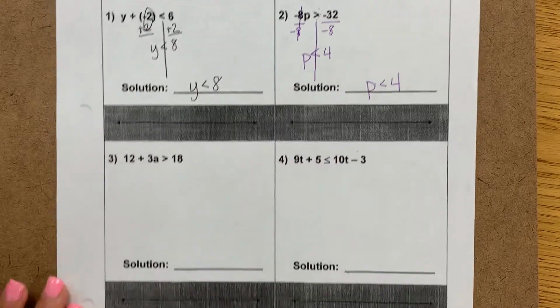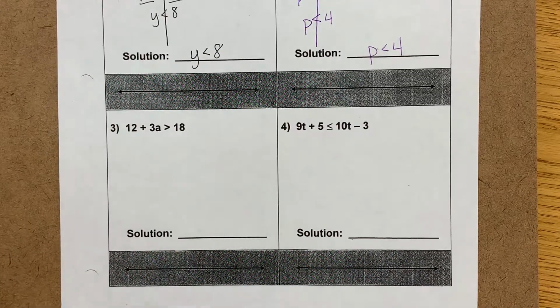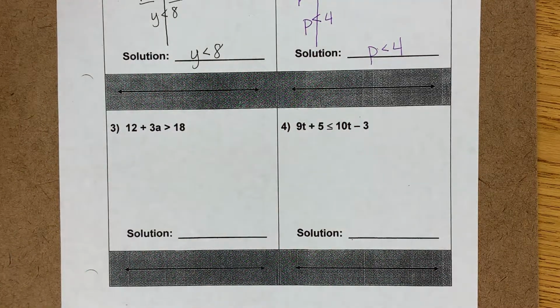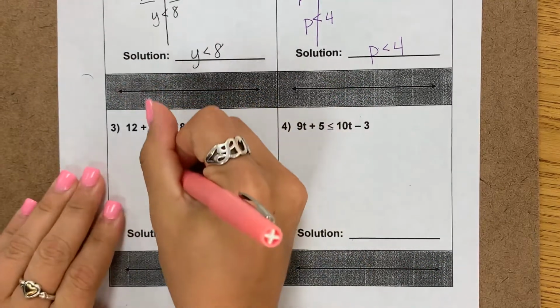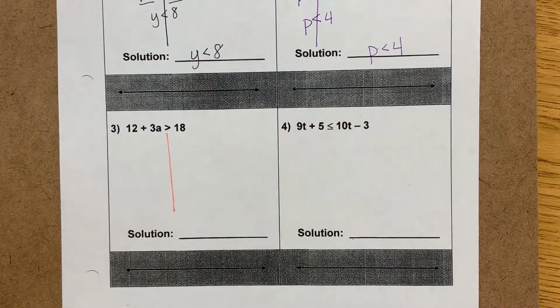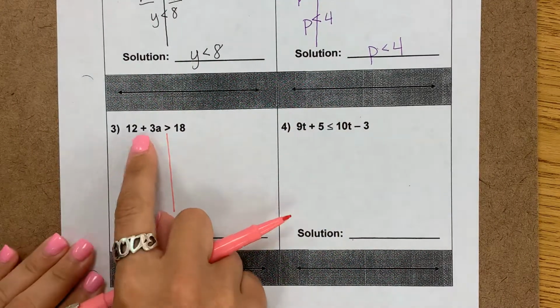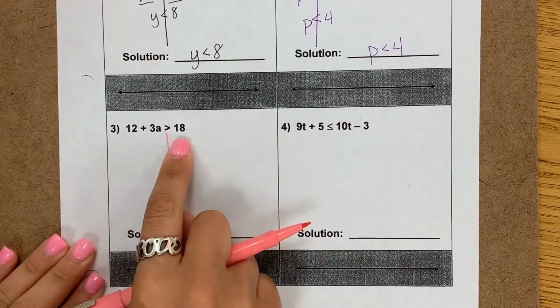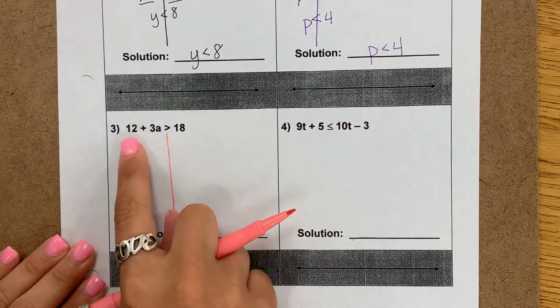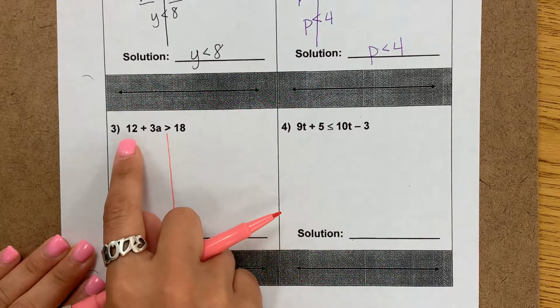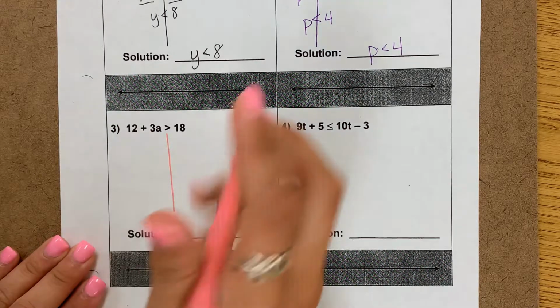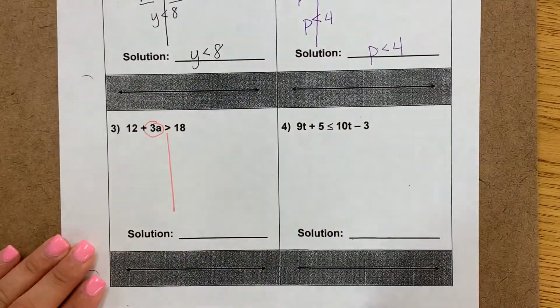So going down to example number 3. Draw a line down the middle. Now we have 12 plus 3a is greater than 18. We have two steps here because we have two numbers to get rid of. We always want to get rid of the one furthest away first. So I'm trying to get this by itself.